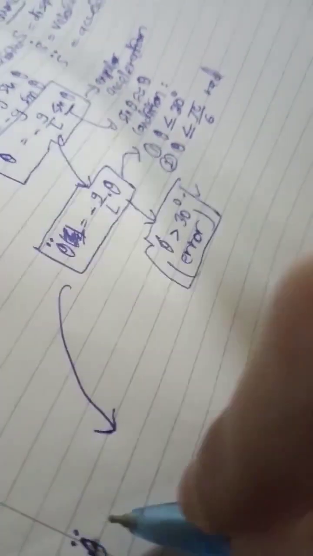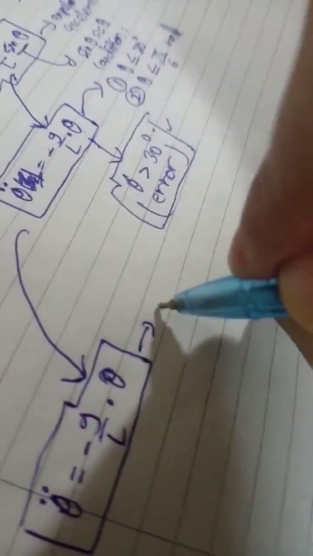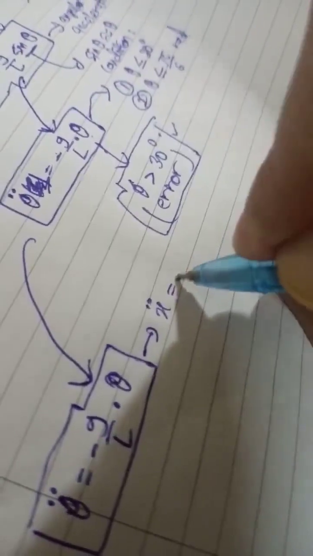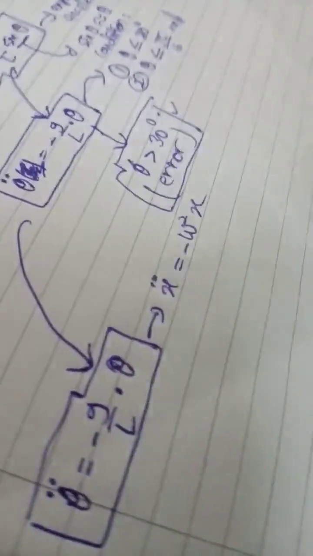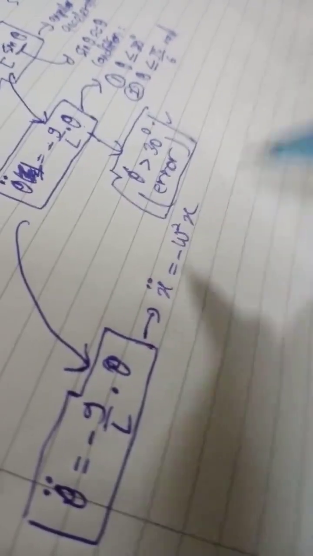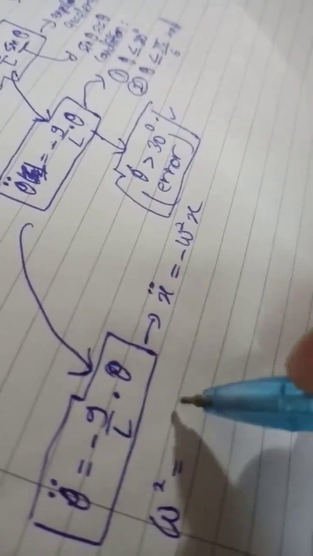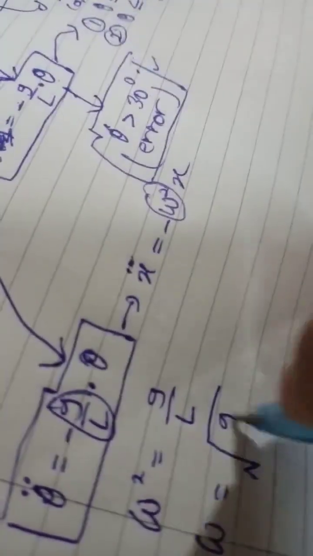Now, let's move on and go more in depth about this theta double dot. As you can see, theta double dot is equal to negative g over L multiplied with theta. This formula has a relation with simple harmonic motion, which is x double dot equal to negative omega square x. So omega square is equal to g over L here, and we get omega equal to square root of g over L.